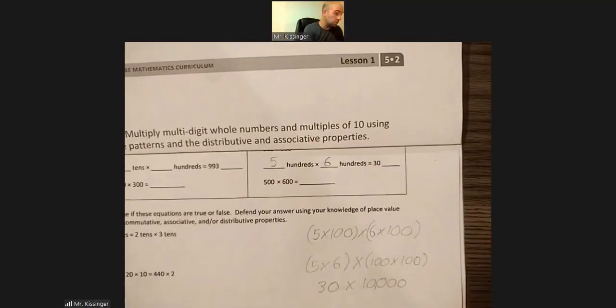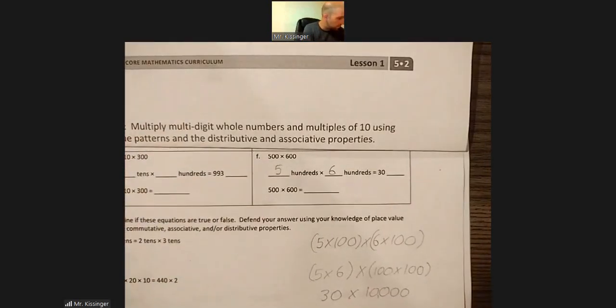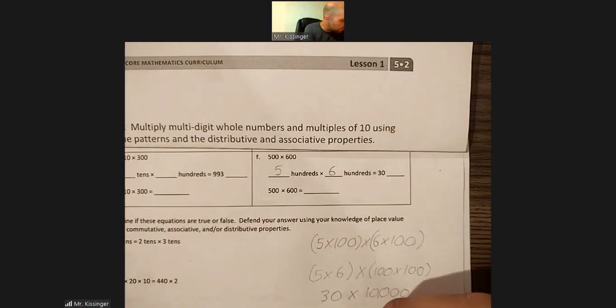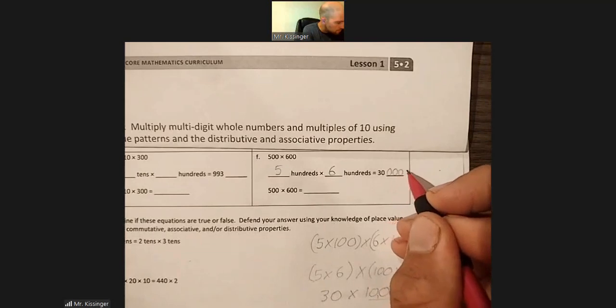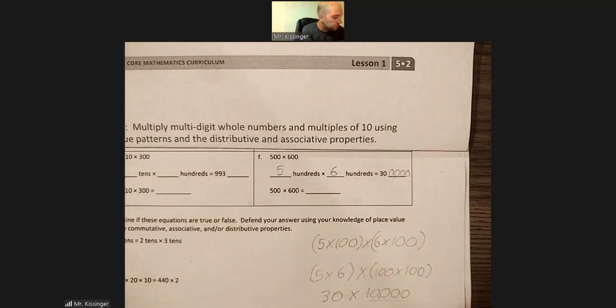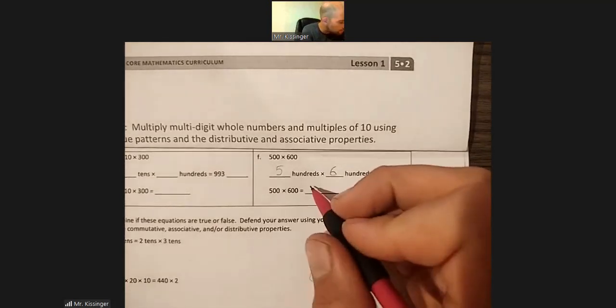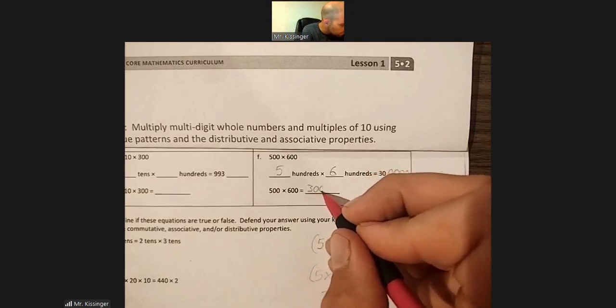So just because we're working with a bigger number doesn't mean our rules don't still apply. We can use the same pattern we used up in letter A. We're going to do 30 times 10,000, adding zeros on the end to multiply by 10,000. And we end up with 300,000. So 500 times 600 is 300,000.